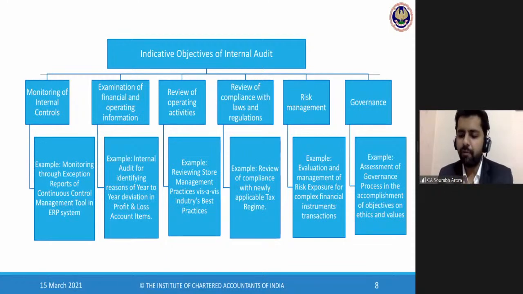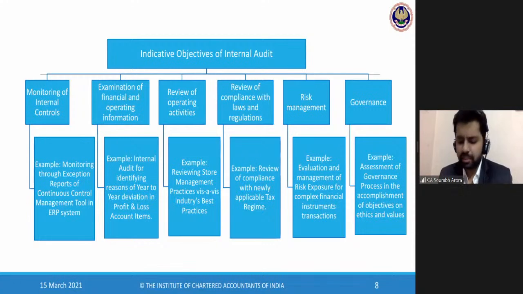But what we have over here is the operating information as well, to which the internal audit places special attention. External auditor does not look after operating information in that detail in which the internal auditor has to look at that. Third is the review of operating activities. External auditor doesn't do that generally, that he doesn't review the operating activities in detail, but this is part of the job of internal auditor.